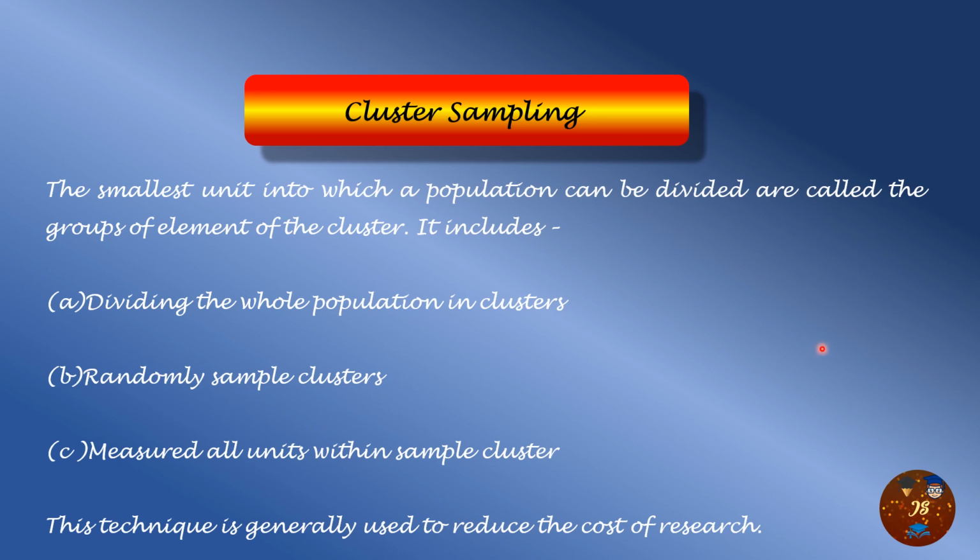Randomly sample clusters. Now from these 10 clusters, some clusters will be randomly sampled, and all units within the sampled clusters are measured, definitely because the samples represent the characteristics of the population. So what is the aim of the study? That will be totally performed by using the population of the sample of those clusters, and this technique is generally used to reduce the cost of the research. Yes, it is a very cost friendly type of sampling.